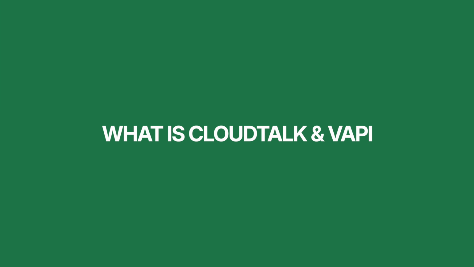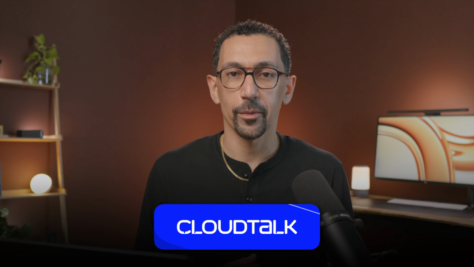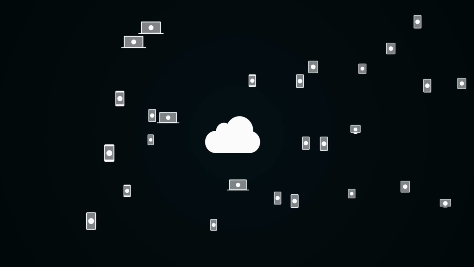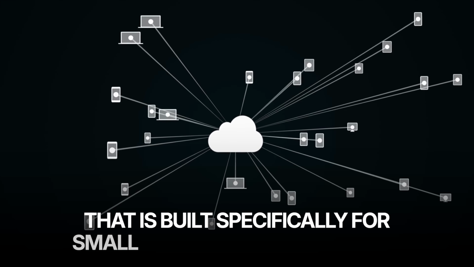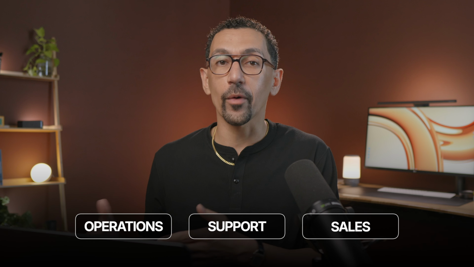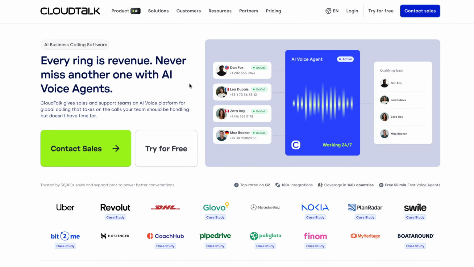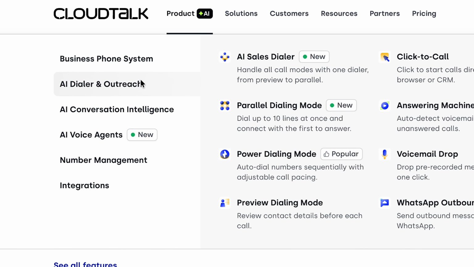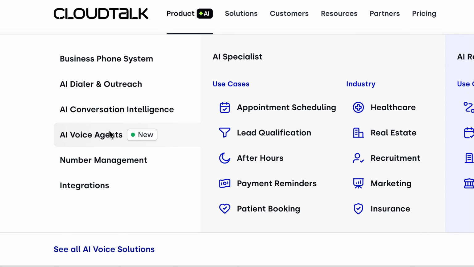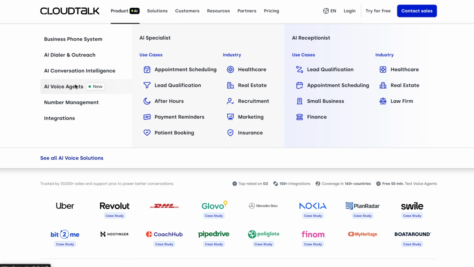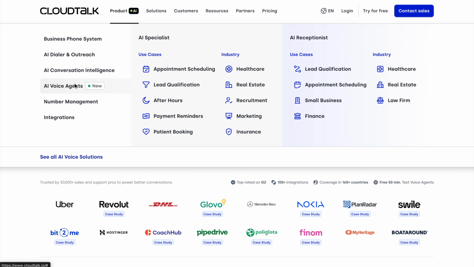Now, before we compare both of these tools, we need to be clear about what these tools actually are, because the reality is they are not in the same category of product. Let's start with CloudTalk. CloudTalk is a cloud-based business phone system that is built specifically for small and mid-sized businesses, whether that's a sales, support, or operations team. And the platform is broken down into two distinct products. The first being the CloudTalk business phone system, and the second being the CloudTalk AI voice agent. And the cool part is you could actually run either on its own or run them together.